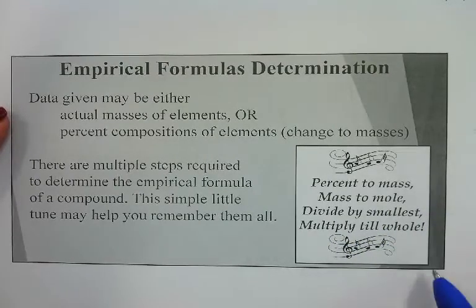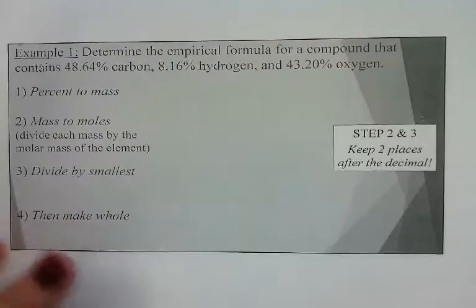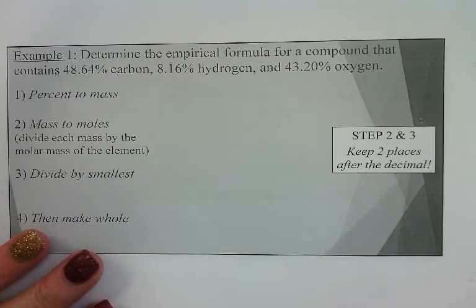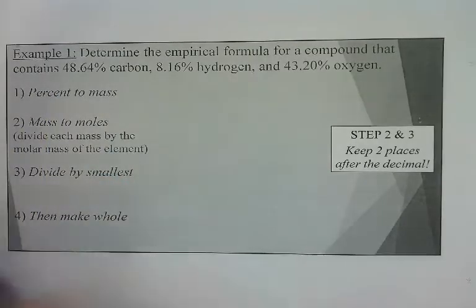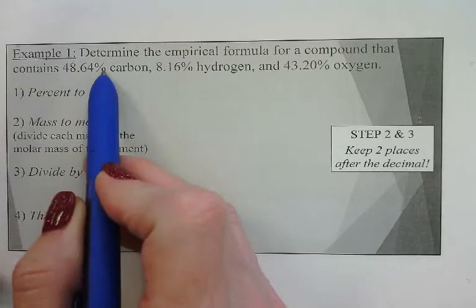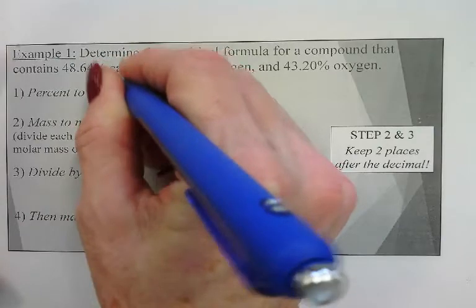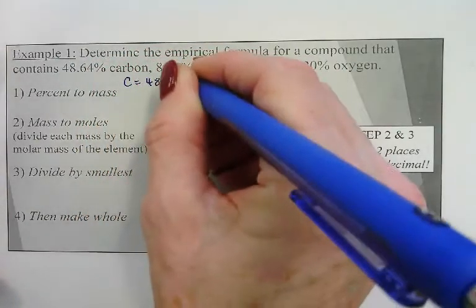Okay, doesn't make a lot of sense when I say it, but watch. It is pretty easy when you put it into practice. Determine the empirical formula for a compound that contains 48.64% carbon, 8.16% hydrogen, and 43.20% oxygen. So step number 1, percent to mass. The way we go percent to mass is we simply change the percent sign to a G for grams. So percent to mass for carbon would be 48.64 grams.